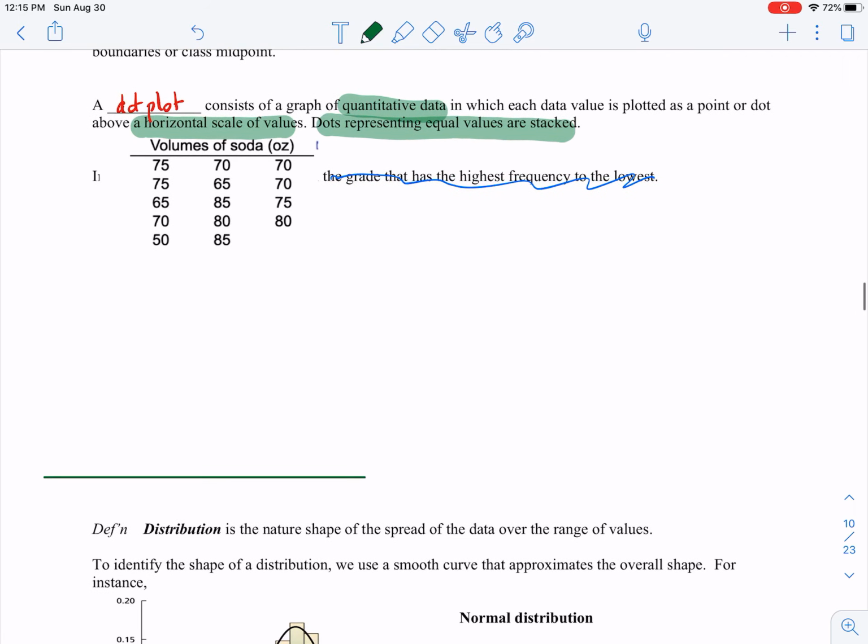So what I'm going to do here is start with 50. So this will be 50, 60, 70, 80, and then in the middle will be an increment of 5. So 55 will be in the middle. So this will be 55, 65, 75, and then 85, sorry.